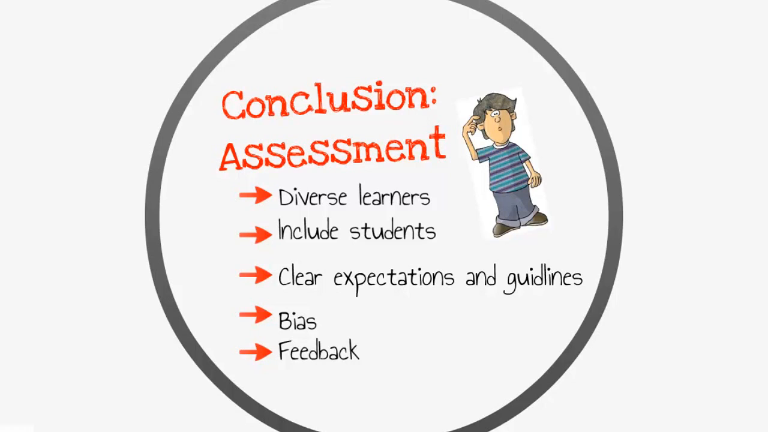Give out clear expectations and guidelines to ensure students know exactly what to do and how to do it, providing explicit instruction on each and every task. And you can eliminate the bias by including students in the classroom and accounting for the needs of diverse learners to ensure that every single student has a fair chance of doing well in all forms of assessment.